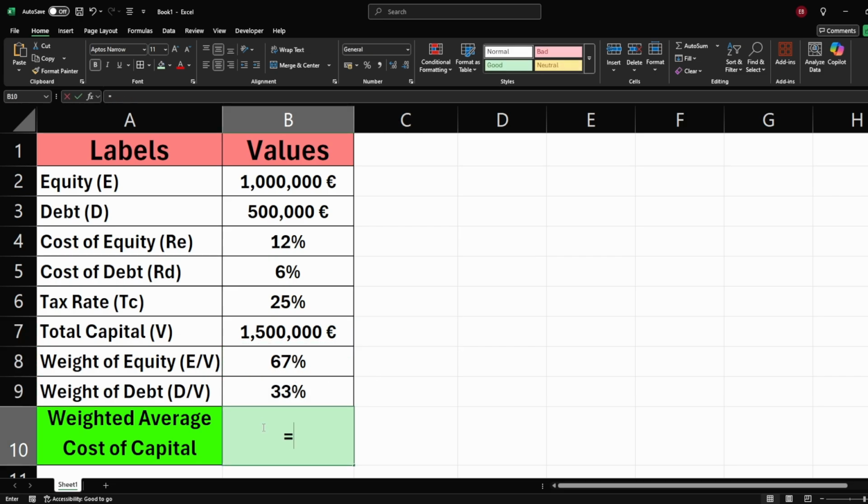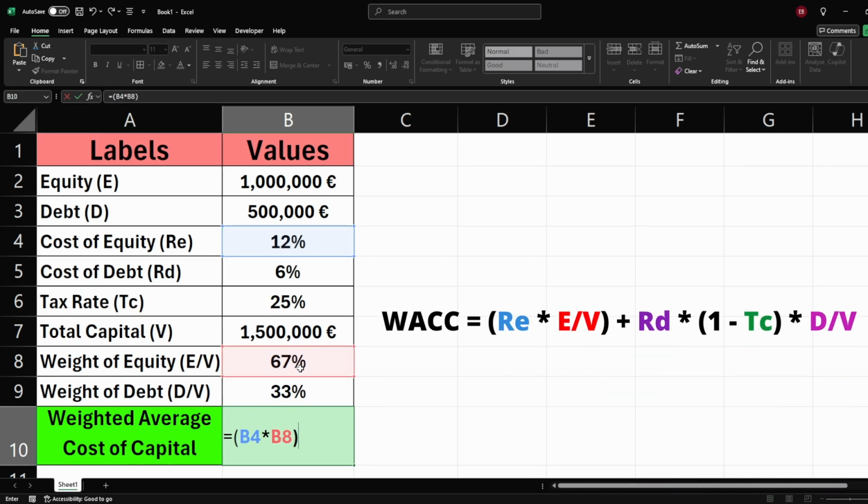Now let's take a look at the formula we're using to calculate weighted average cost of capital. B4 multiplied by B8, this multiplies the cost of equity by the weight of equity. In our example, that's 12% times 67%, which gives us the equity portion of weighted average cost of capital. Plus.